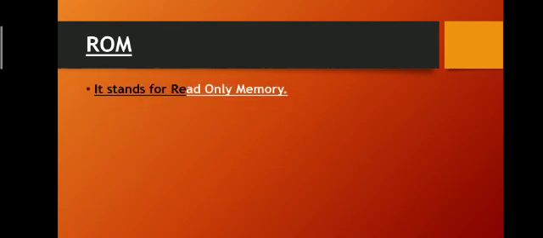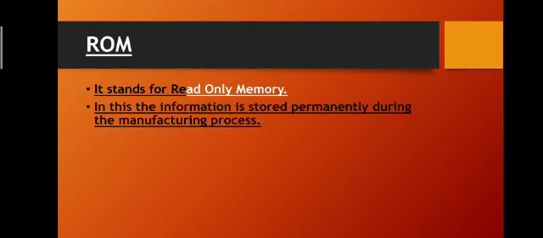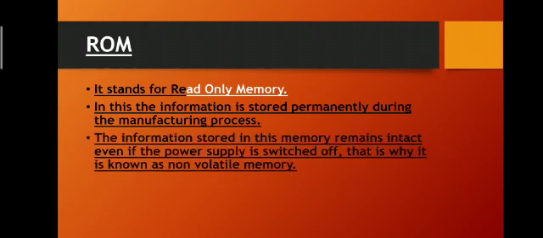Now next is ROM. First of all, it stands for read only memory. Second point is, in this the information is stored permanently during the manufacturing process. And the third point is, in this the data remains intact even if the power supply is switched off. That is why we say that ROM is a non volatile memory.